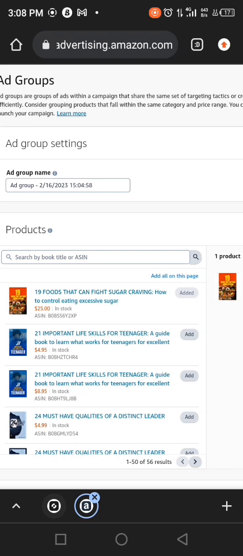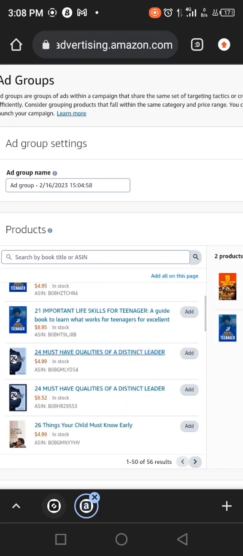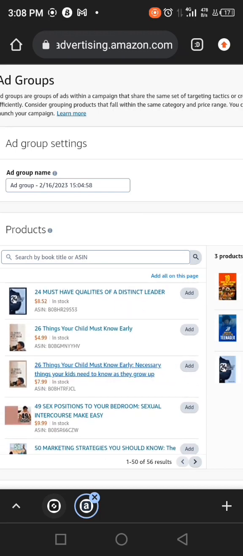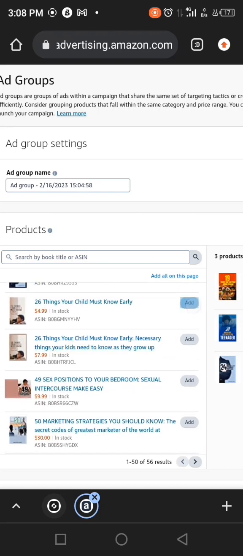So I advise that you run adverts based on the niche, okay? If this is 21 important life skills for a teenager, this could work. You could also do 24 must have qualities of, they actually in a way are the same thing. They're probably things that people that want to grow more, people that want to grow their intellect, people that want to grow their career would want this kind of book. So you could just put them up in the same campaign. 26 things your child must know early.